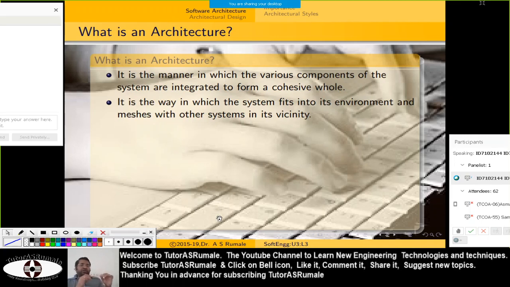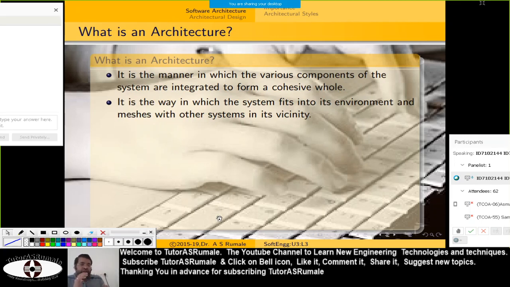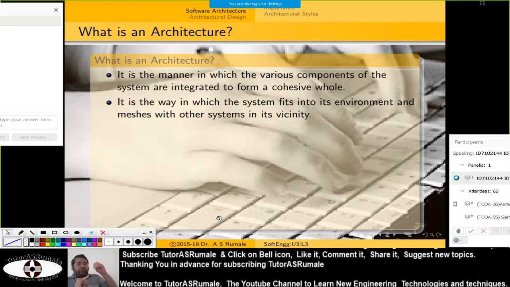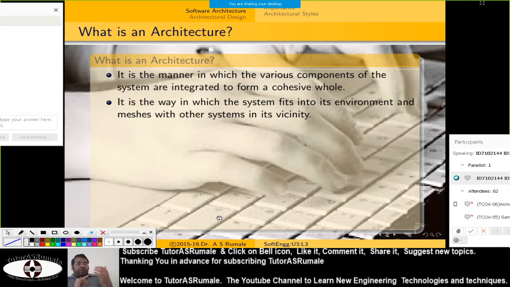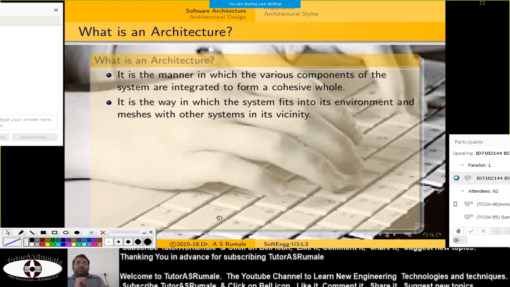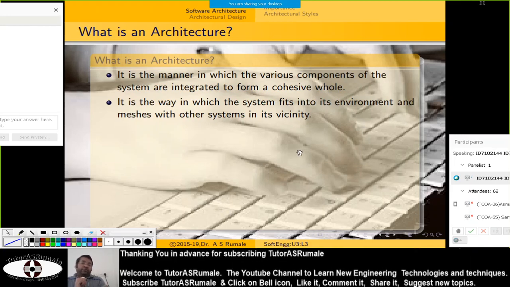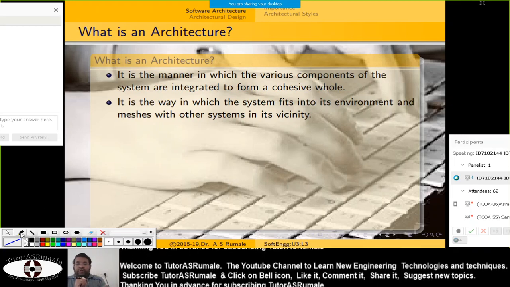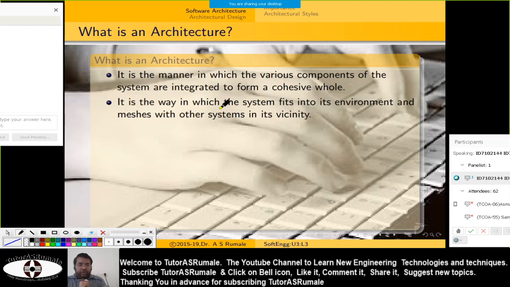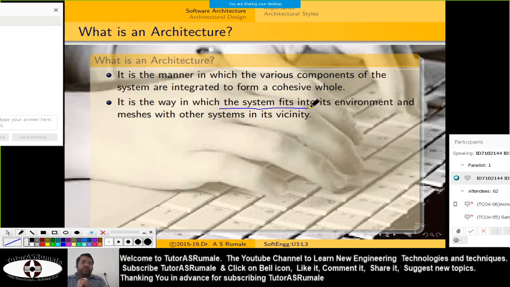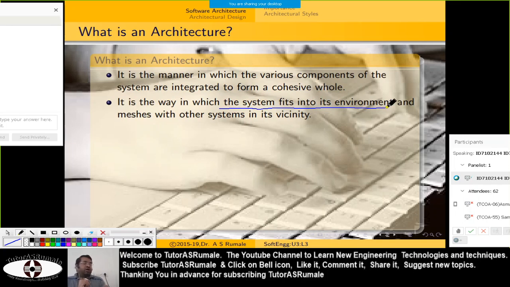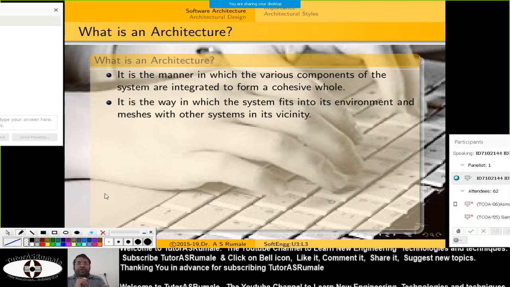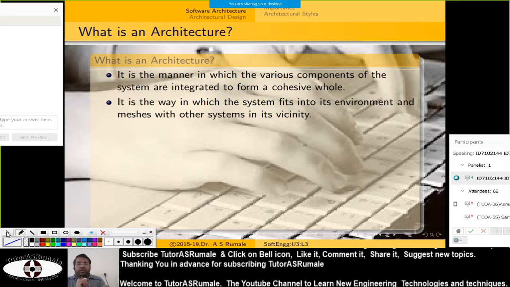Okay, so your system fits into your environment when you are executing a simple application like Notepad. It is working in a particular environment, that is above the operating system. So what is an architecture? It is the way in which a system fits into its environment. How smoothly, or seamlessly, the system fits into its environment is called architecture. This is the simple definition of the architecture. So architecture has these two points to consider.